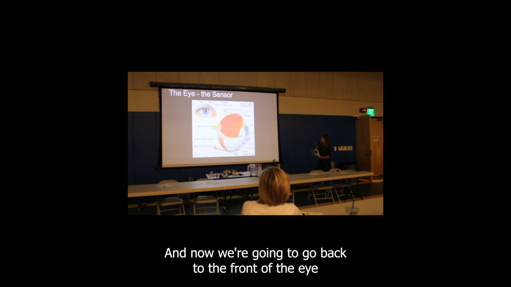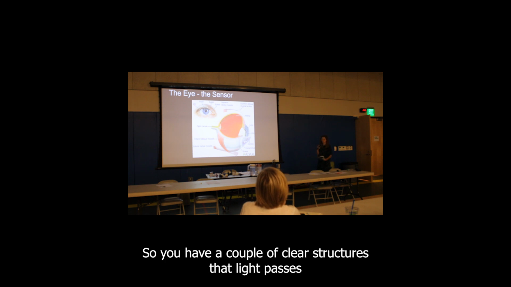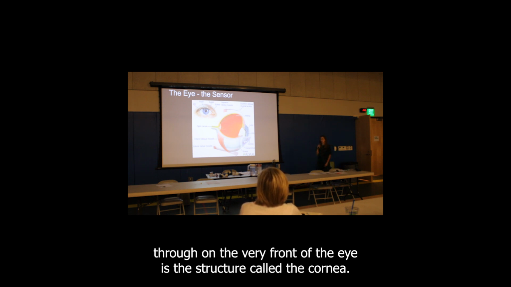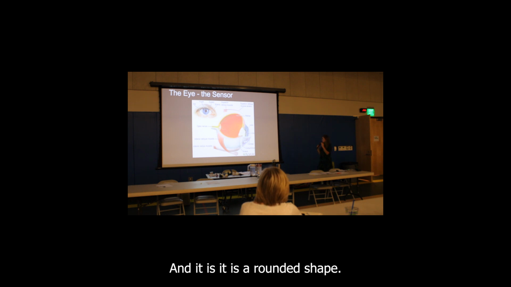And now we're going to go back to the front of the eye to continue the discussion. You have a couple of clear structures that light passes through. On the very front of the eye is the structure called the cornea, and it is a rounded shape.